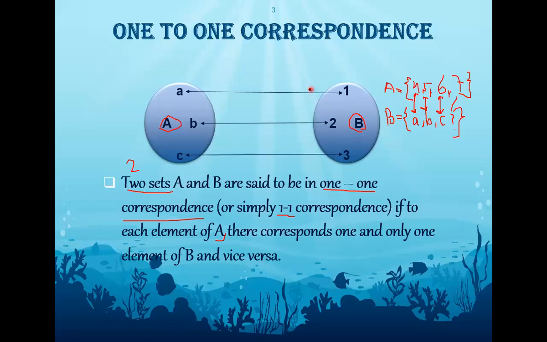I'm talking about only the number of elements, not the type of element. So you will say that you can establish a one to one correspondence between two sets.